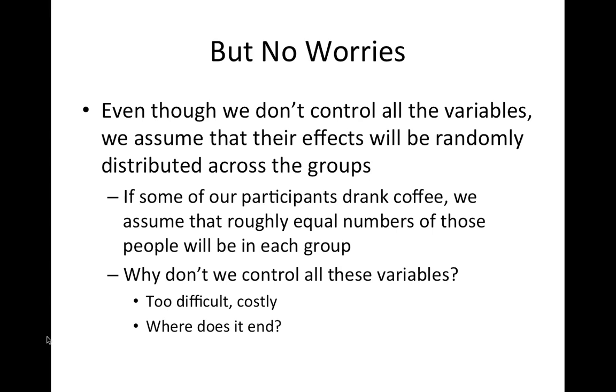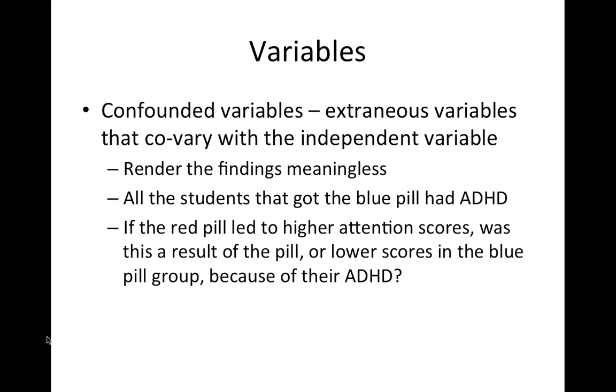We're dealing with human beings after all, and we're going to assume that they create random sources of variability that we can control statistically. Okay, now there are other ways to do this experiment that might be better than that, and we'll go on from here. Now, what's especially troubling with extraneous variables are what we call confounded variables. Confounded variables are extraneous variables that co-vary with the independent variable. That means that if the independent variable changes, the extraneous variable changes with it. And that's a confounded variable.